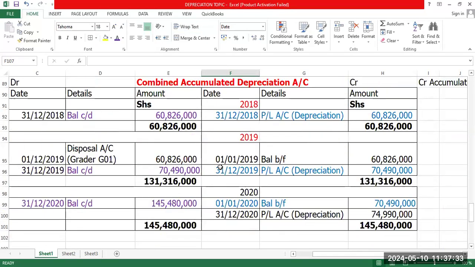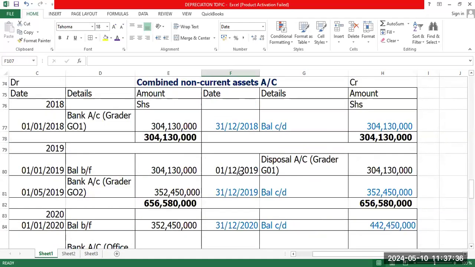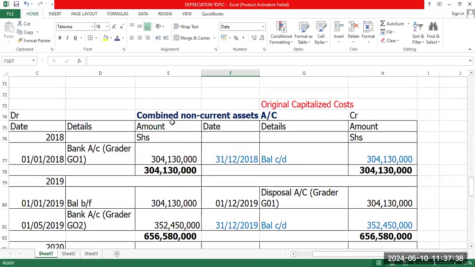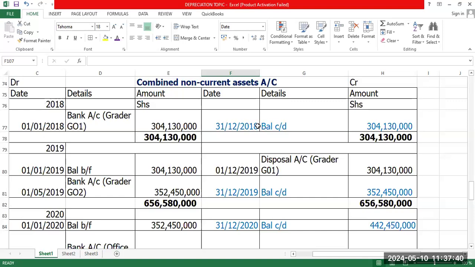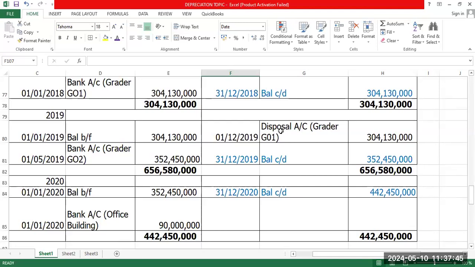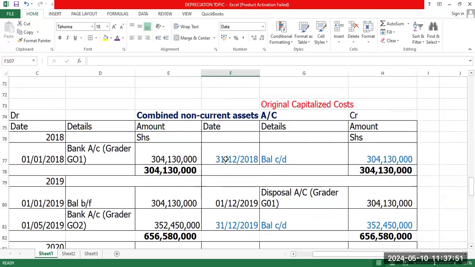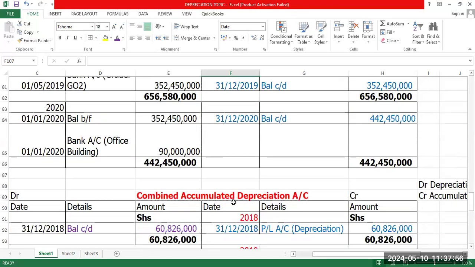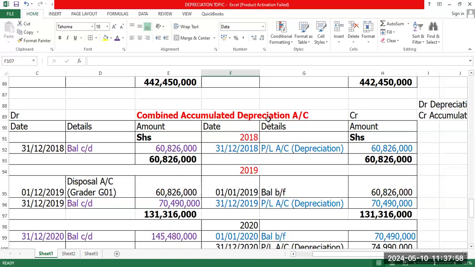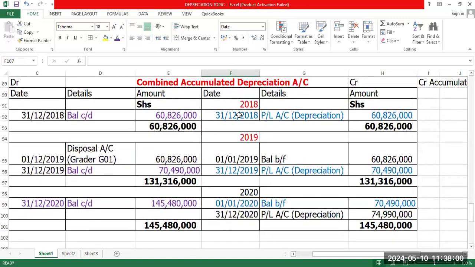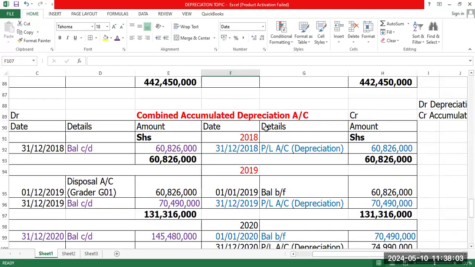Go back again. Go back here. This is the first year we have. In 2019, we have disposal. Now, as you pick this, also go to your, in the same year in 2019, go back at your combined accumulated depreciation. Look for where you have the word disposal in this account. Of course, we are dealing with 2019.